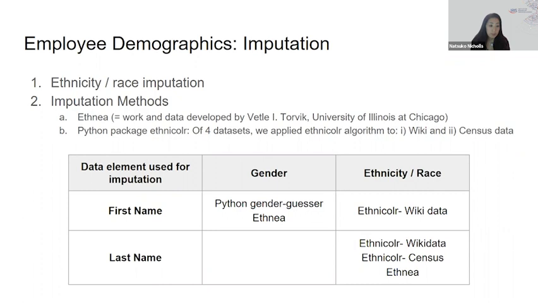And I show in this table which data elements we used for imputations, gender and ethnicity or race. Using Python gender guesser and Ethnea, we used first name for gender, and for ethnicolr using Wikipedia data, we used both first and last names. And for the ethnicolr method using census data, or in Ethnea, we used only last name for imputation.